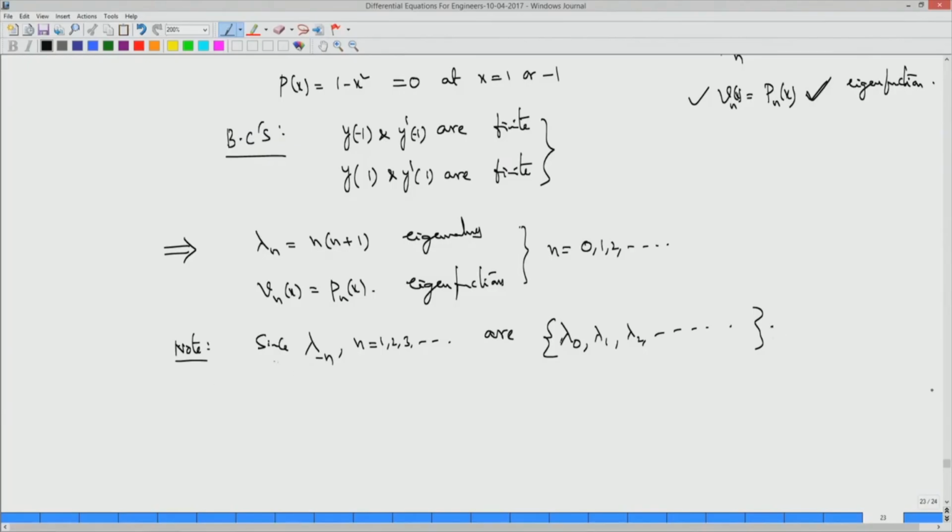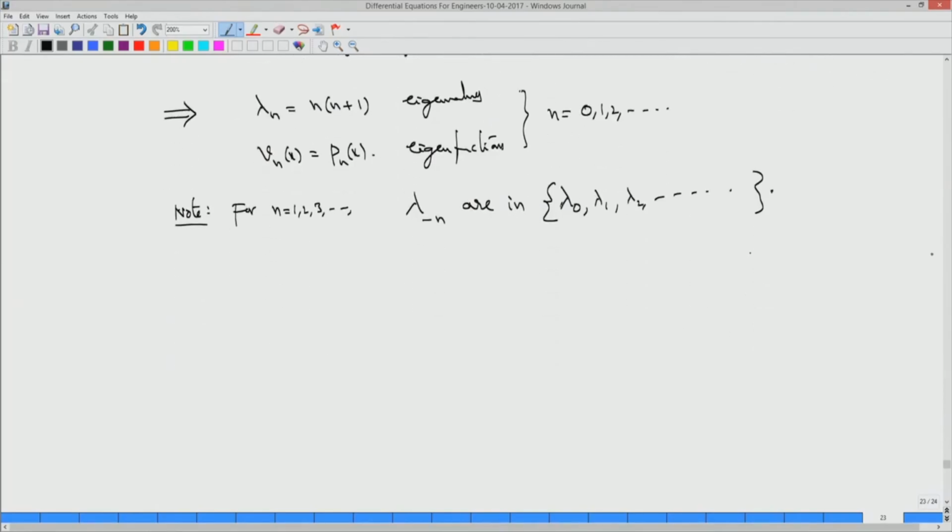So, you can say as a note, for lambda n's, you should properly write for n from 1 to 3 onwards, lambda minus n is one of these eigenvalues. So, you need not consider negative discrete numbers, so negative integers. So, you have this one.